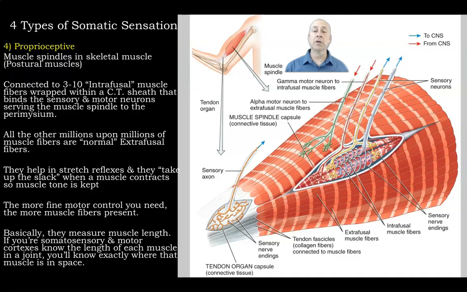If you know the length of every one of your muscles and the position of every joint in space, you're going to be in really good shape proprioceptively. Balance and coordination, equilibrium are going to be in really good shape. So these muscle spindles are just simply trying to keep track of how much you're contracting or relaxing a muscle.